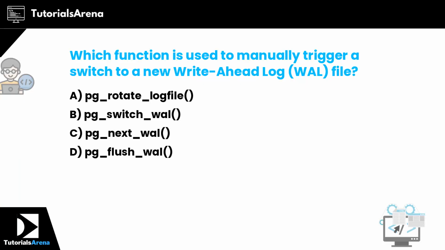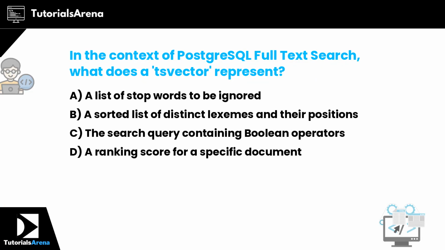Which function is used to manually trigger a switch to a new write-ahead log (WAL) file? The correct answer is option B, pg_switch_wal. In the context of PostgreSQL full-text search, what does a tsvector represent?